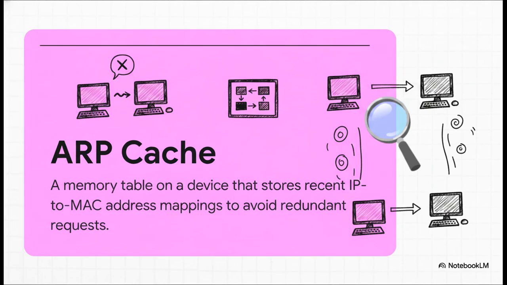So the next time the device needs to contact that same IP address, it doesn't shout, it just quietly checks its own notes first, finds the answer, and sends the data straight away. This makes the whole network way faster and much, much quieter.